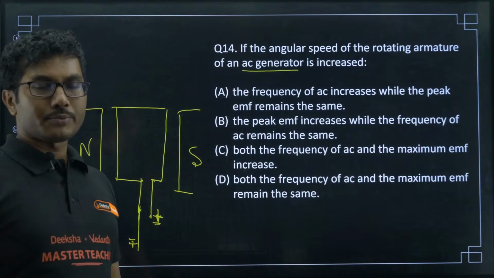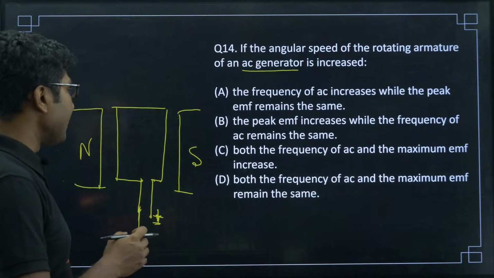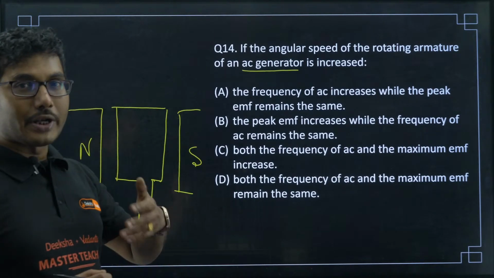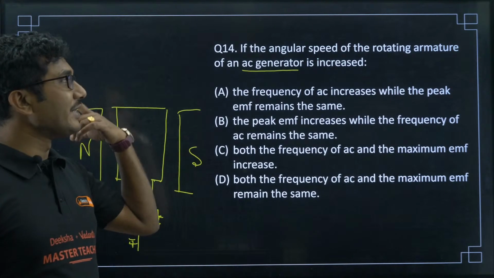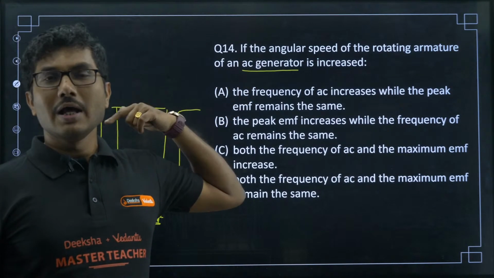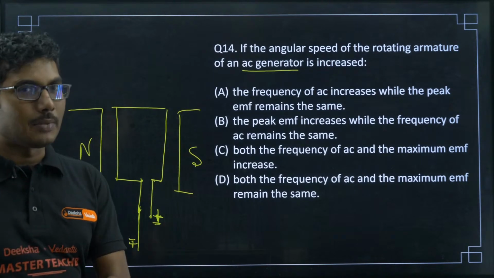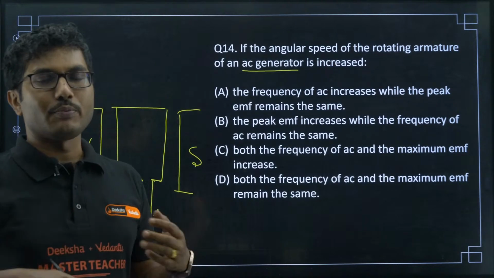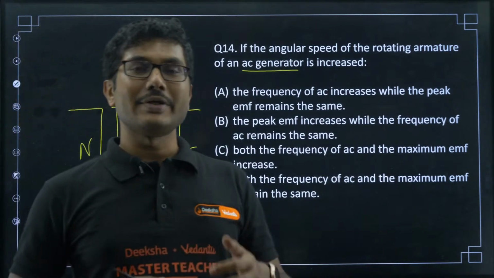For example, our household supply is 50 hertz. In most parts of India we use a 220 volt, 50 hertz supply. So 50 hertz means it is rotating 50 times in 1 second. Obviously, if you increase the speed of rotation, the frequency will increase. If it rotates faster, the switch between positive and negative is faster.